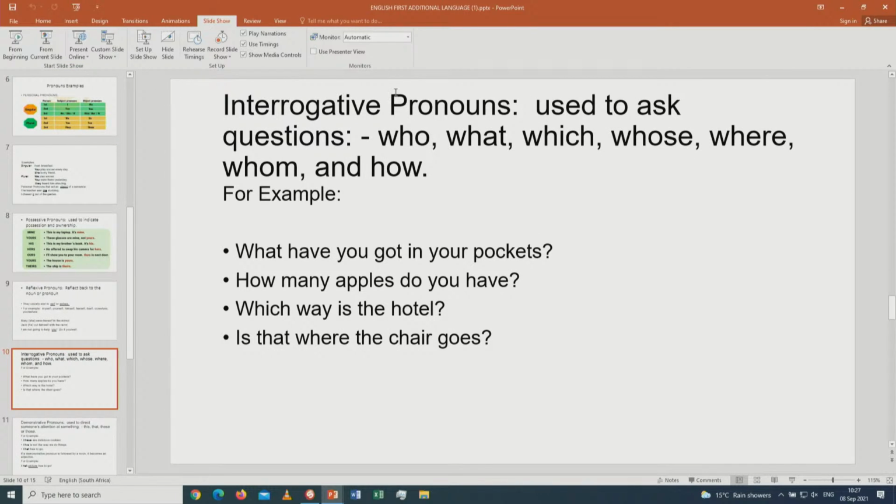Interrogative pronouns. These are used to ask questions. Who did what? What was done? Which, whose, where, whom, and how. For example, when you have to ask a question, we use the interrogative pronoun what. What have you got in your pocket?